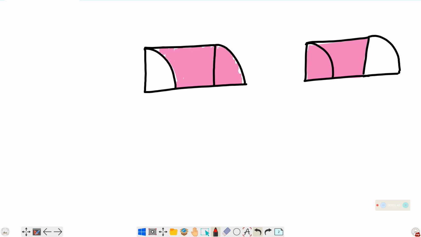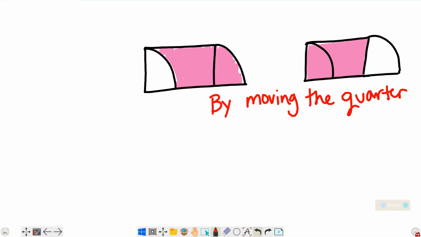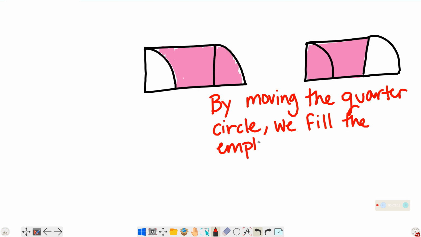Well, if we were to take this shaded quarter circle and move it over here, we would end up with the picture that we see over here. So we are going to say, by moving the quarter circle, we fill the empty section of the rectangle.